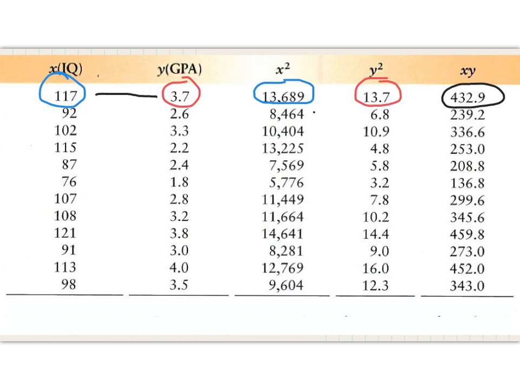92 squared is 8,464, 102 squared is 10,404, and so on, to get us all the way down to a sum for the x squareds, which I'll show you in a moment. Same thing would happen with the y squareds. 2.6 squared is 6.8, and so on. And we'll finish the job with 92 times 2.6 being 239.2, and so on.